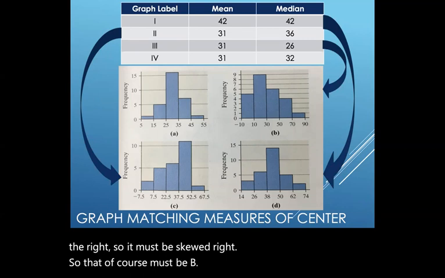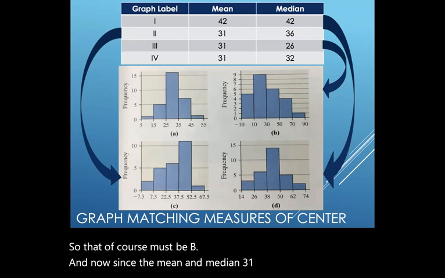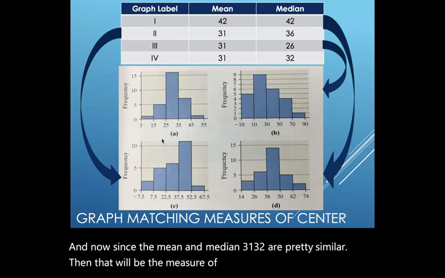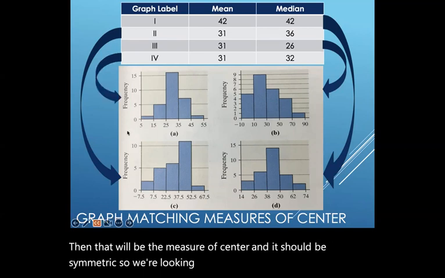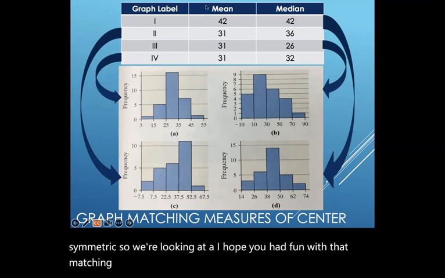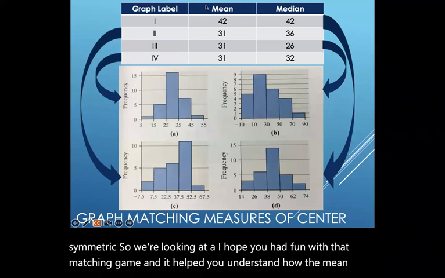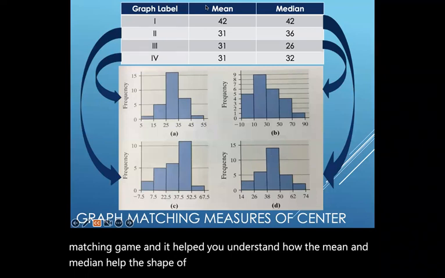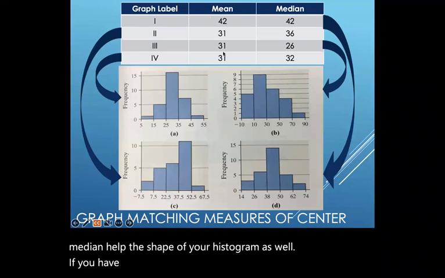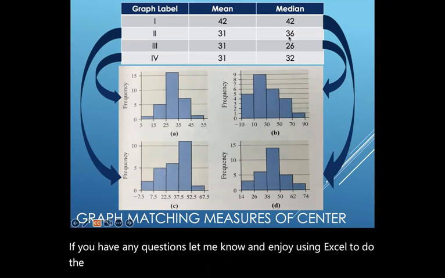And now, since the mean and median, 31 and 32, are pretty similar, then that will be the measure of center, and it should be symmetric. So we're looking at A. I hope you had fun with that matching game, and it helped you understand how the mean and median help you know the shape of your histogram as well. If you have any questions, let me know, and enjoy using Excel to do the hard calculations for you. I know I like it.